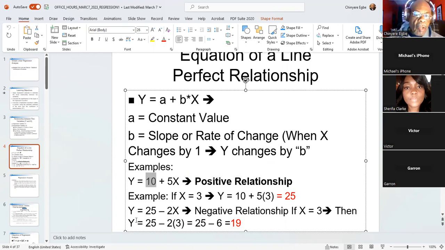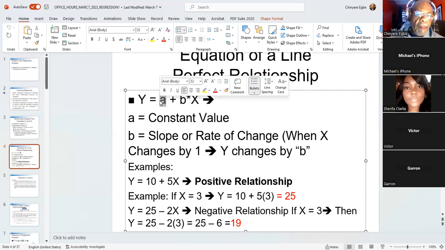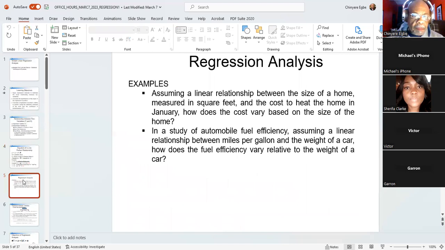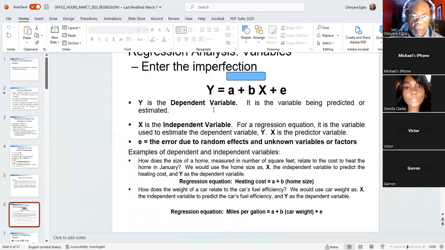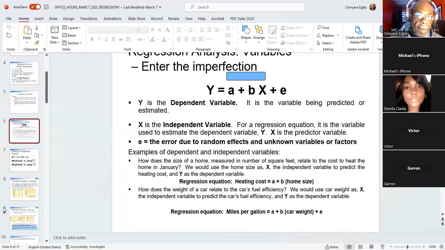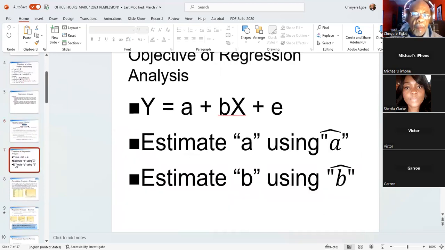Now, in regression analysis, what you do is you estimate a and you estimate b. So we go again, this is the equation. When you say something is an estimate, then there is room for error. This is why the equation is y is equal to a plus bx plus e, the error. We estimate a using a hat. We estimate b using b hat.